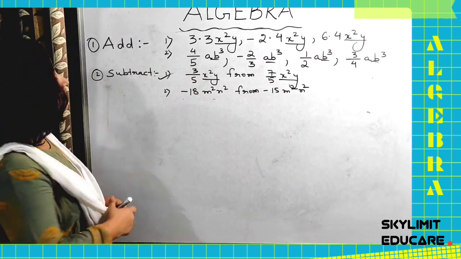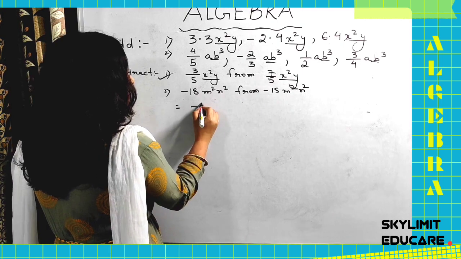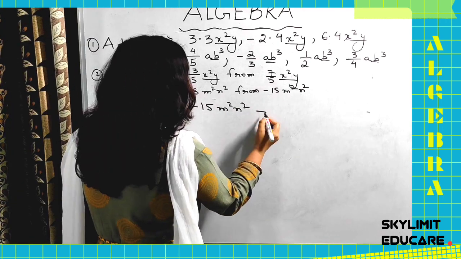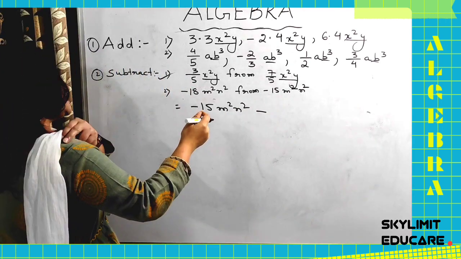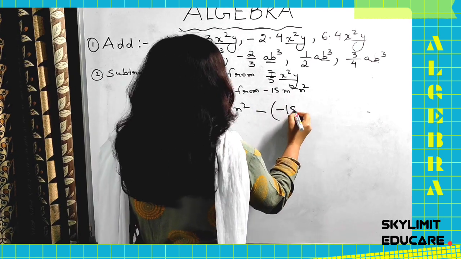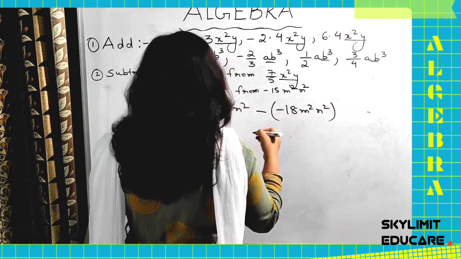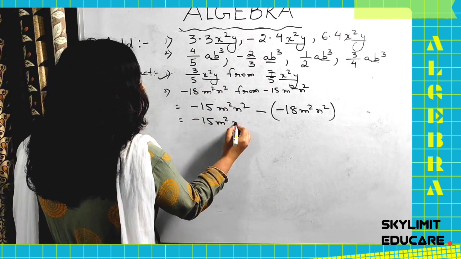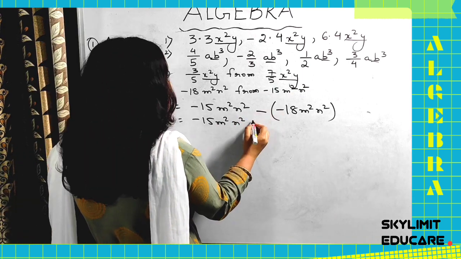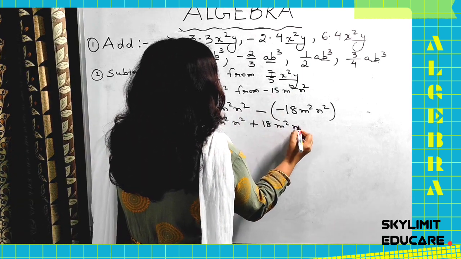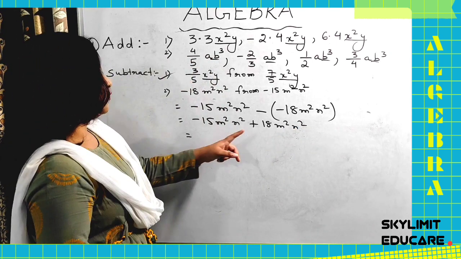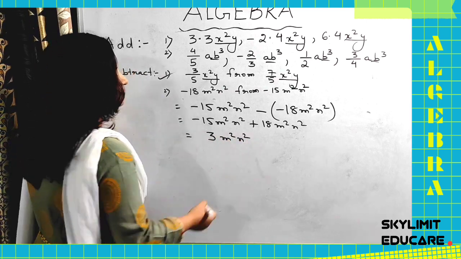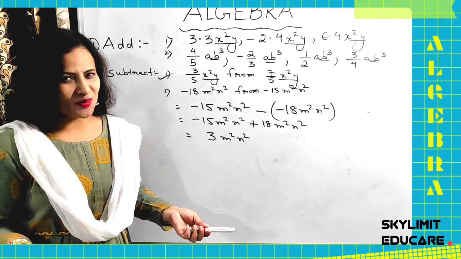Next one is from this. So minus 15 m square n square will be written first as a minuend, then the minus sign, then the subtrahend is minus 18 m square n square. Please now don't make mistakes on the integer part, everywhere it is helpful, okay. So very carefully open the bracket, minus into minus, plus 18 m square n square, okay. So you know 18 minus 15 is how much? 3 m square n square. As simple, okay. I hope the idea is quite clear.